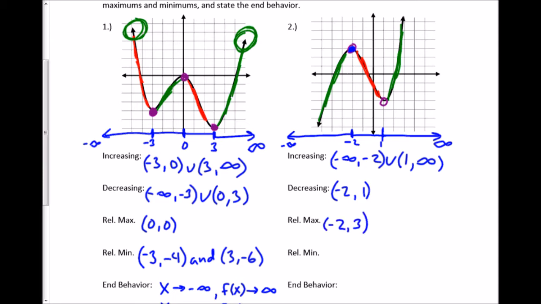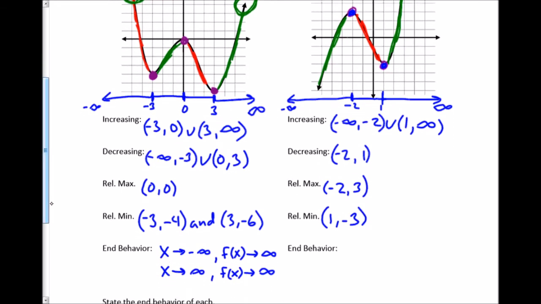And I've got a relative minimum right here at the ordered pair (1, -3). Again, they're maximums or minimums relative to the points around them. And then end behavior. End behavior always starts off the same way. I look at it as x goes to negative infinity, and then I look as x goes to positive infinity, and then I see what f of x does.